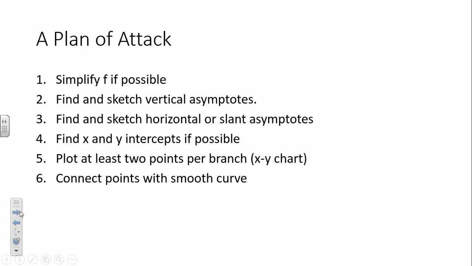And then x and y intercepts will often help us to graph it as well. What I typically do is look for the y-intercept. So in other words, let x equal 0 and find out what y is, because that's the easiest point to find. Then we plot 2 points per branch so we can see where things are going. Use an XY chart. You can use functional notation. And then you connect your points with a smooth curve.